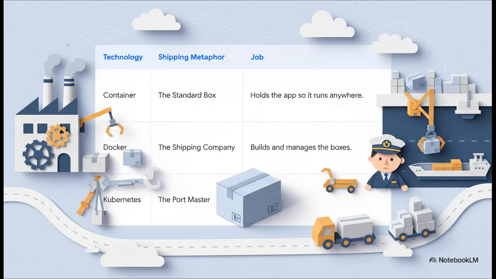So let's just quickly put it all together. It's really like a team. You have the container, that's the standard box. You have Docker, that's the company that helps you build the box. And then you have Kubernetes, the port master who manages thousands and thousands of them, making sure our favorite apps are always up and running perfectly.